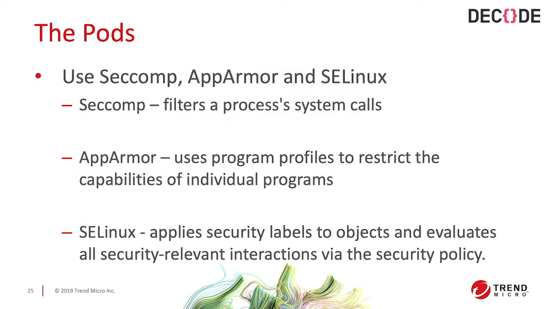The last thing that you have for the pod security settings is using the seccomp, AppArmor, or SELinux security features, which are Linux kernel features. The seccomp feature filters process system calls. AppArmor uses program profiles to restrict the capabilities of individual programs. And SELinux applies security labels to objects and evaluates all security relevant interactions via the security policy. So all those can be applied directly on the security context, right?